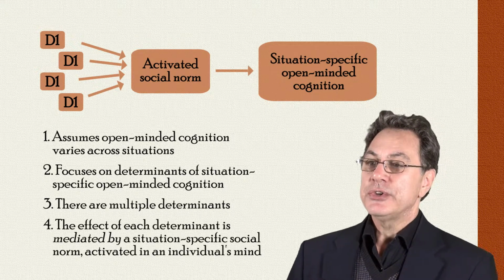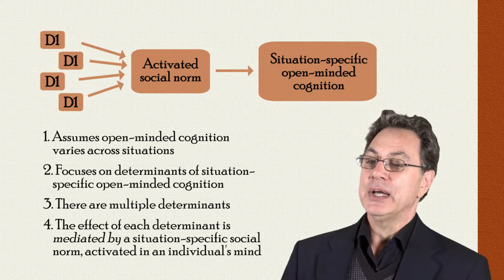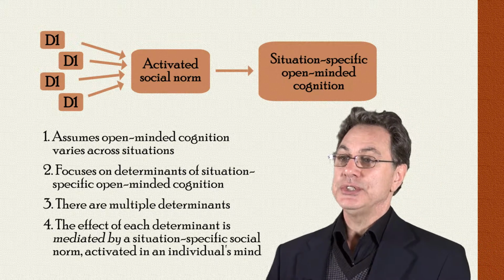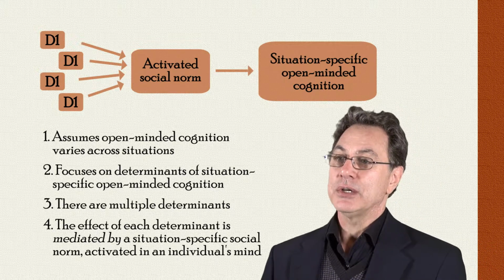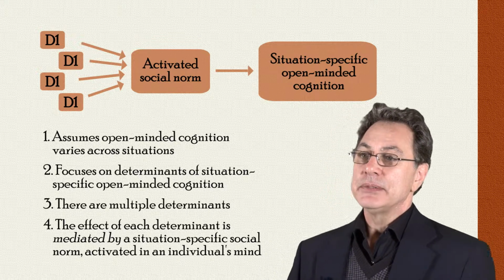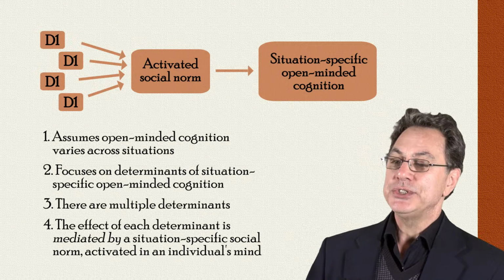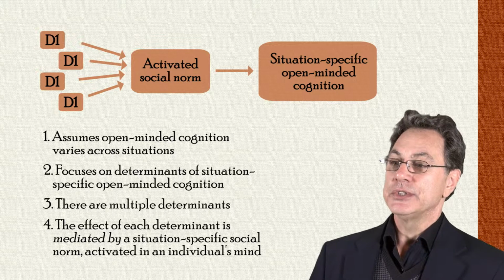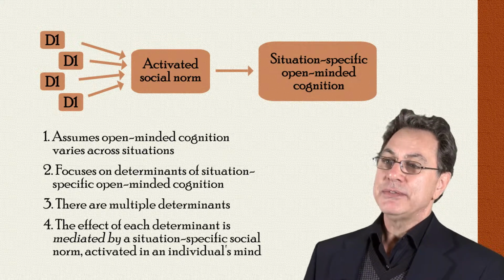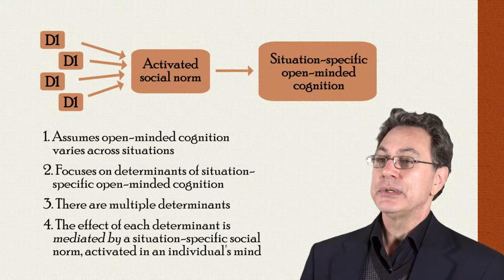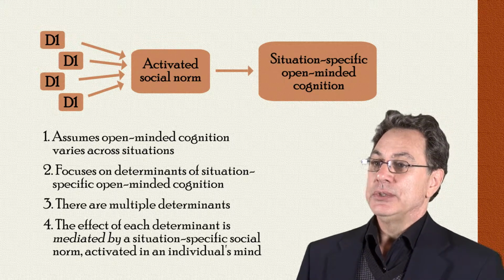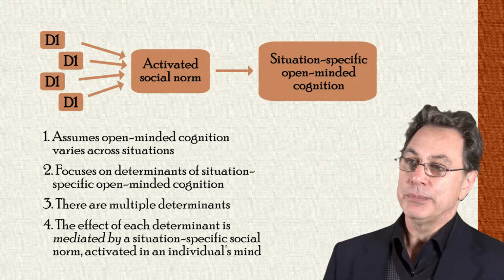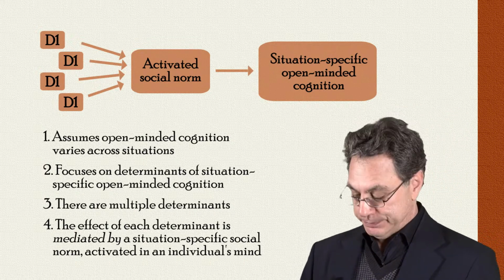The effect of each of these determinants on situation-specific open-minded cognition is what we call mediated by in psychology and the social sciences, that the causal effect flows through like a causal chain reaction. A middle step, which is that it's mediated by situation-specific social norms that are activated in the mind of the individual. So you have a certain external cue which activates a social norm about what one feels normatively obligated to respond according to, which in turn elicits a personal level of open-minded cognition that the individual adopts.